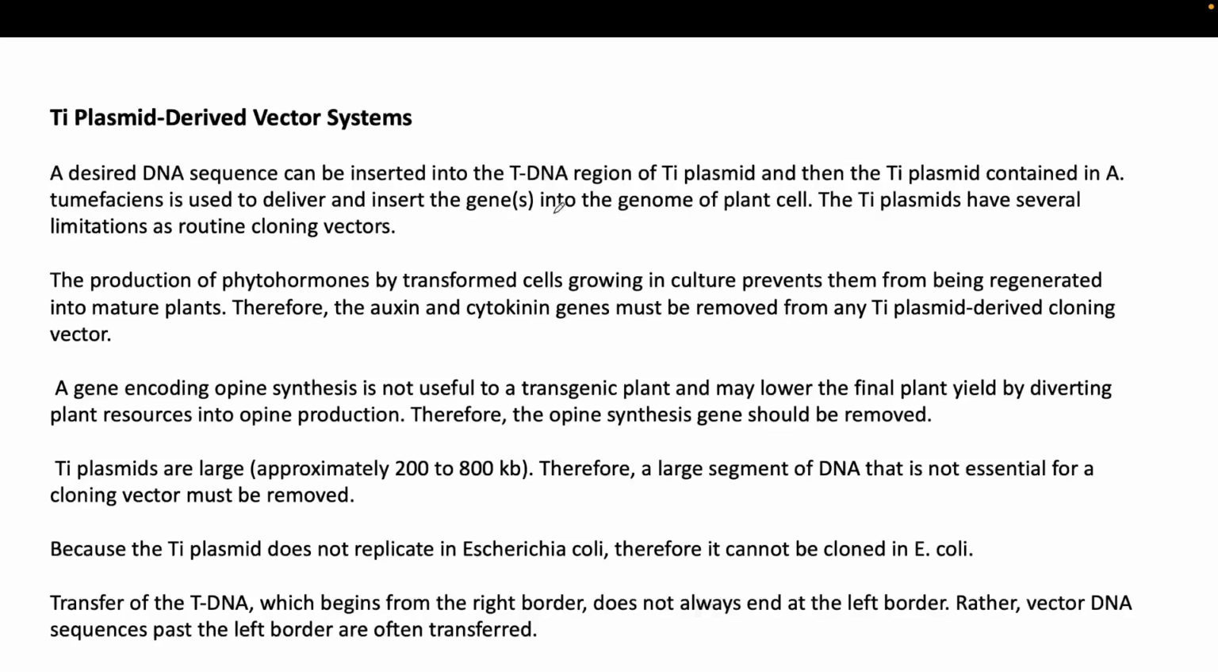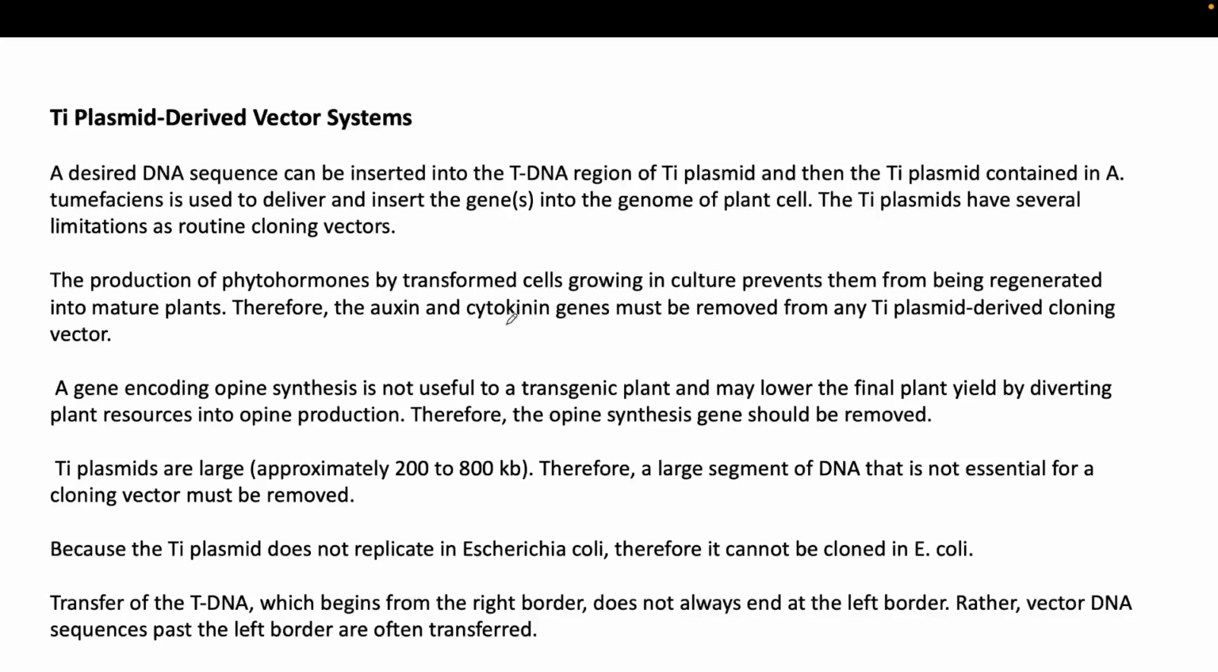But there are lots of limitations to transferring from one cell to another using this Ti plasmid as it is. So what are those limitations? The production of phytohormones by the transformed cells growing in culture prevents them from being regenerated into a mature plant. Therefore the auxin and cytokinin genes must be removed from any Ti plasmid derived cloning vector.